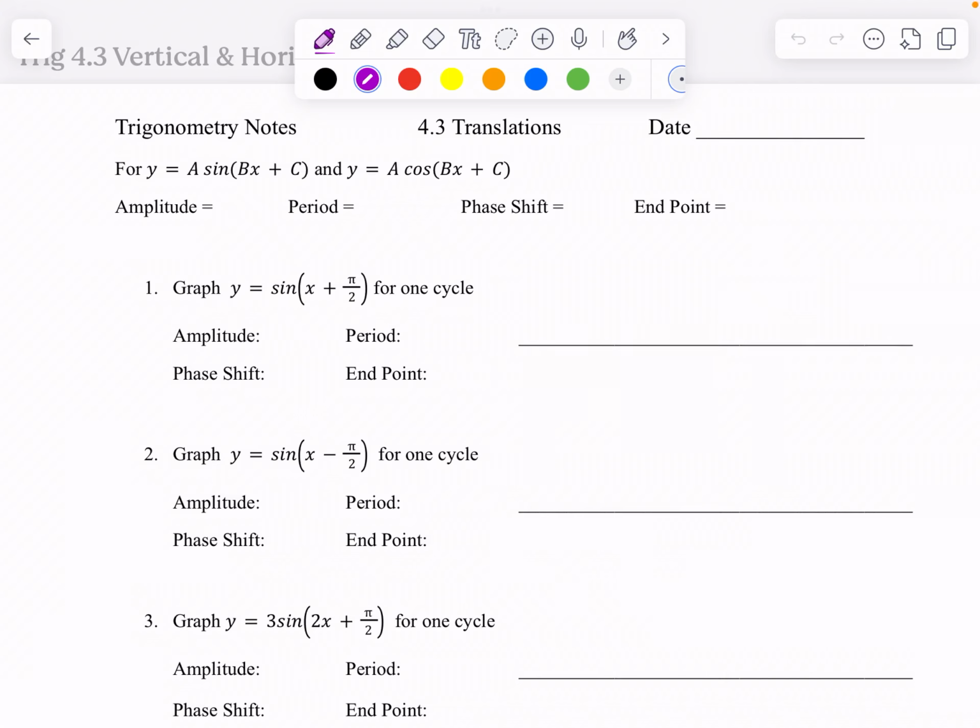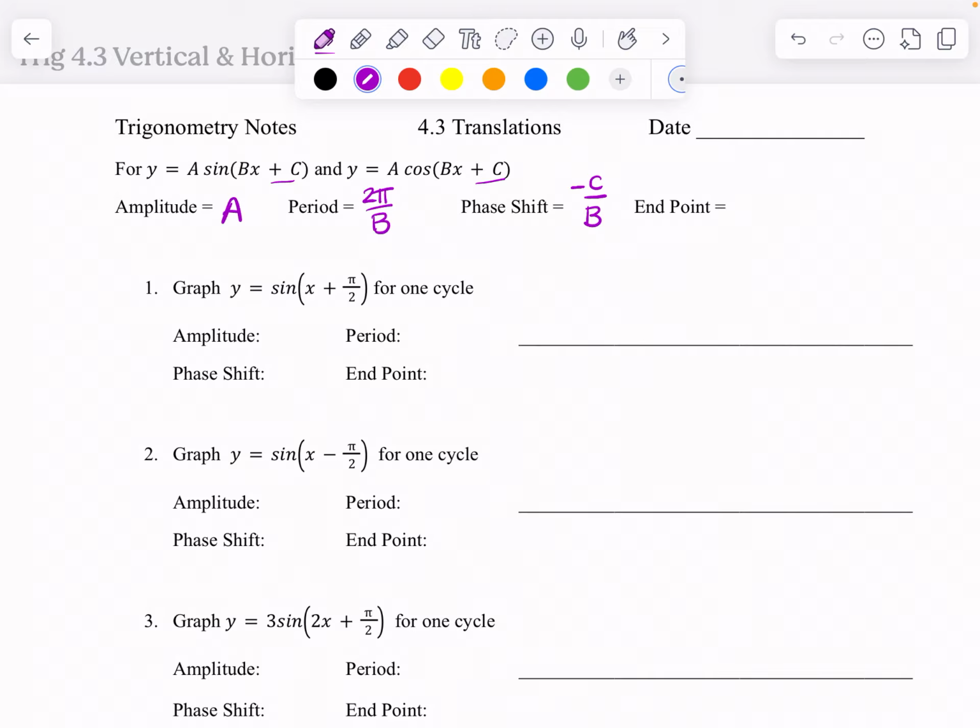Okay, 4.3 is talking about vertical and horizontal translations. So remember from the previous sections that if we have y equals a sine of bx, then we know the amplitude is a, the period is 2 pi over b, and now what we're going to get is called a phase shift. Sometimes you might also call it a vertical translation. So we now have this c value that we're adding to them. So my phase shift ends up being the opposite of c, so negative c divided by b.